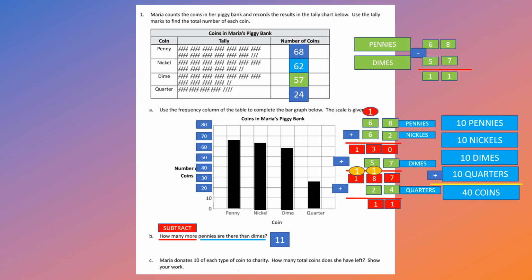All right, so she started with 211 coins. And I need to know how much she had left after she donated the 40 to charity. So I'm going to subtract 211 minus 40.